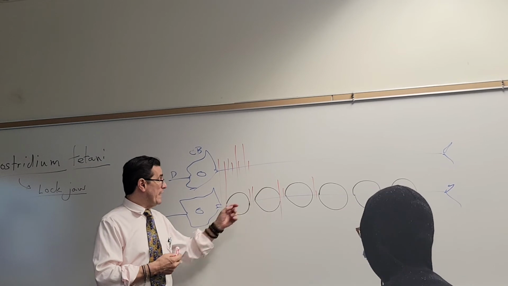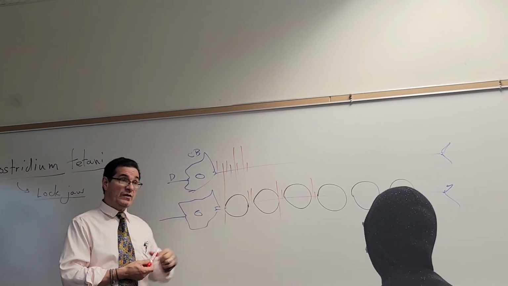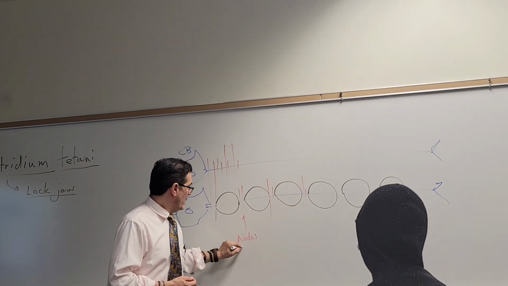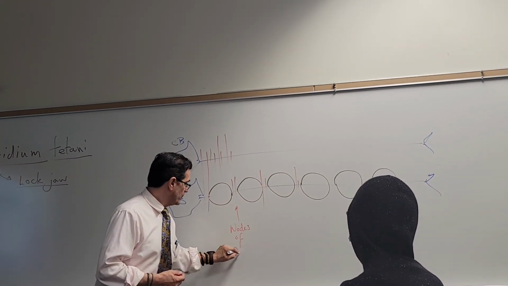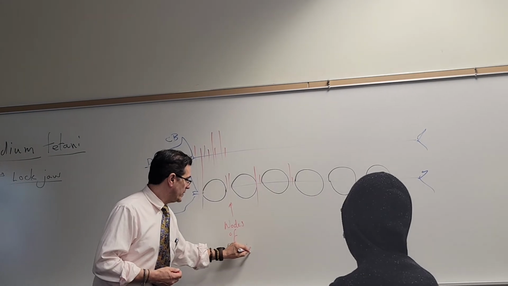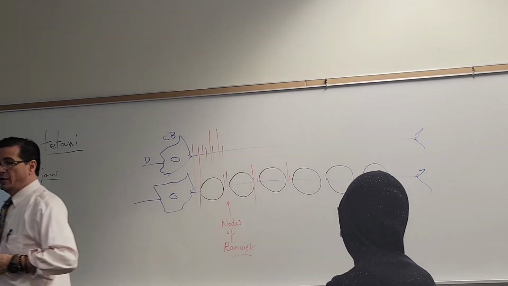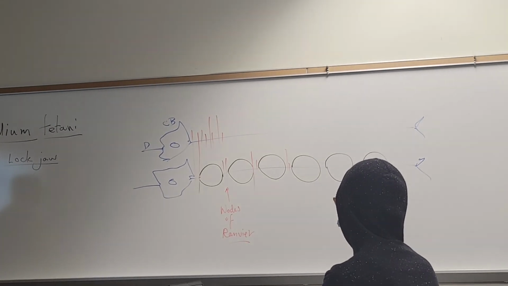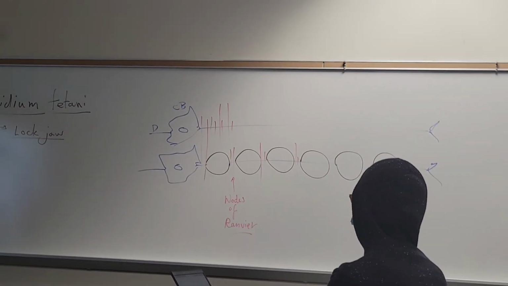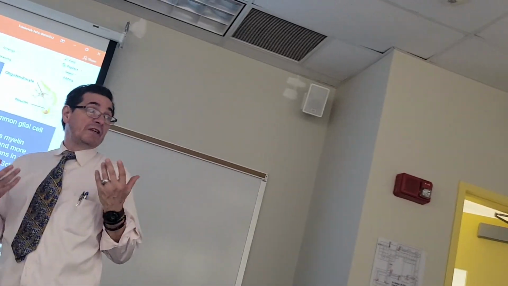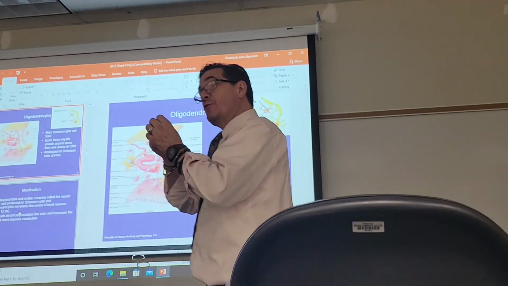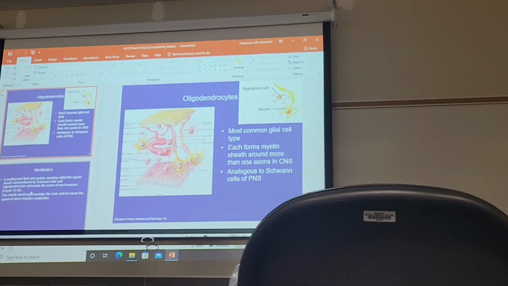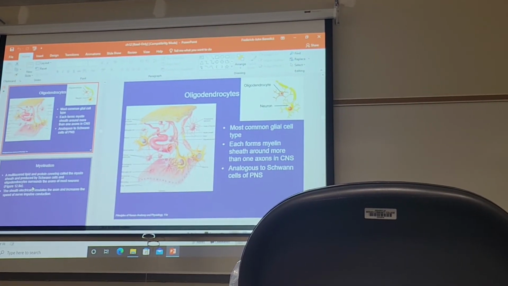The location where it has these breaks, where it can do this, are known as the nodes of Ranvier. Okay, you want the English pronunciation? Ranvier. So the nodes of Ranvier are the location where we skip, where we have access to the outside, where it can get the sodium rushing in when the cell becomes permeable.